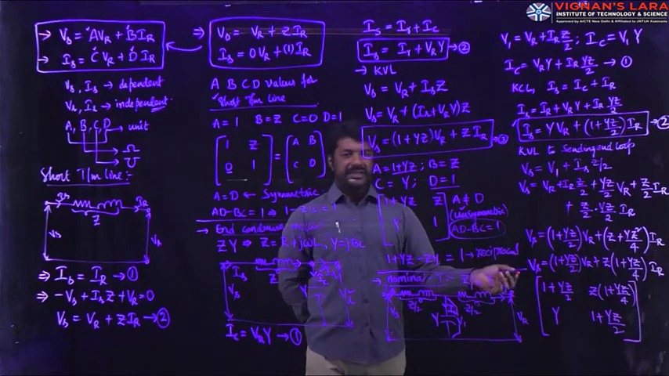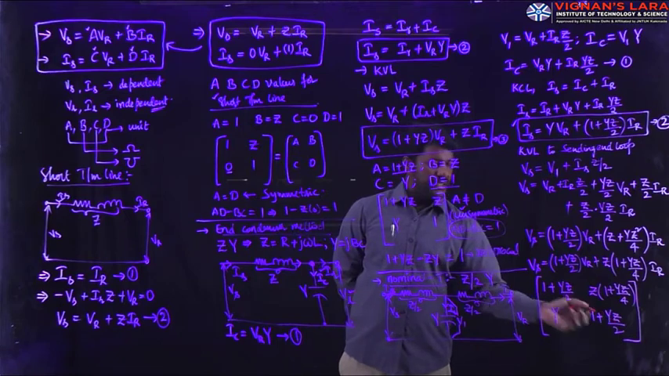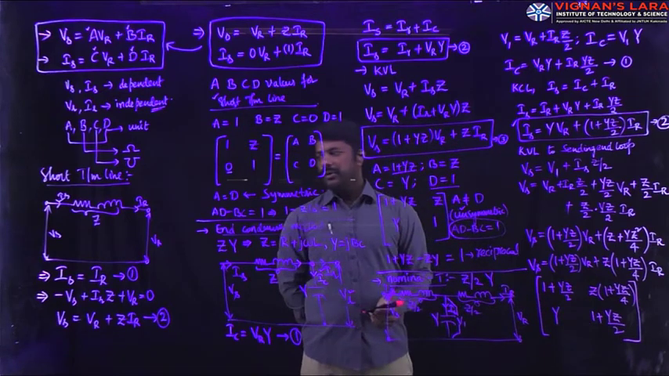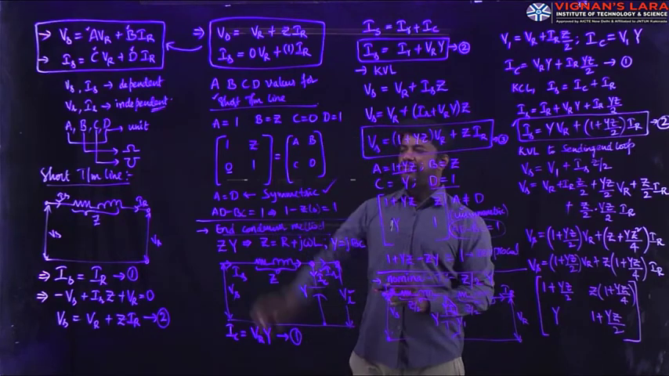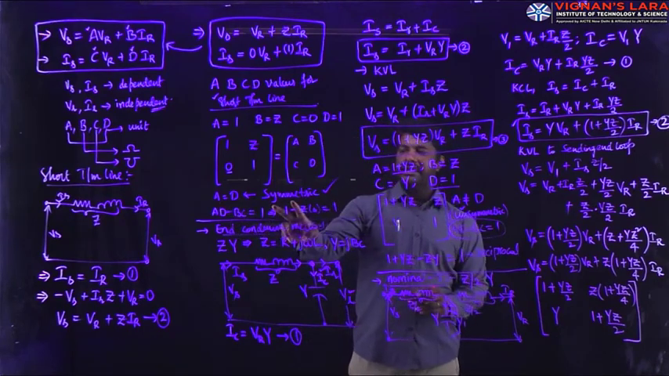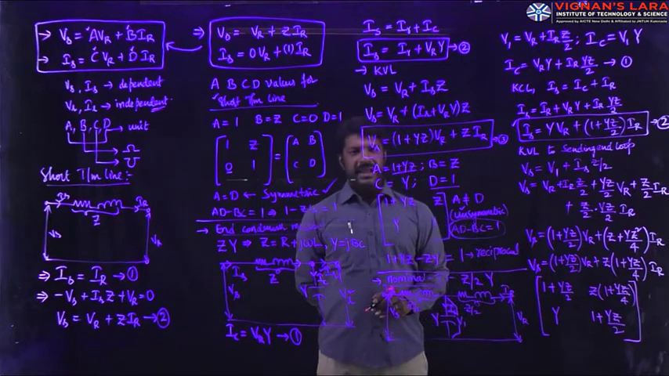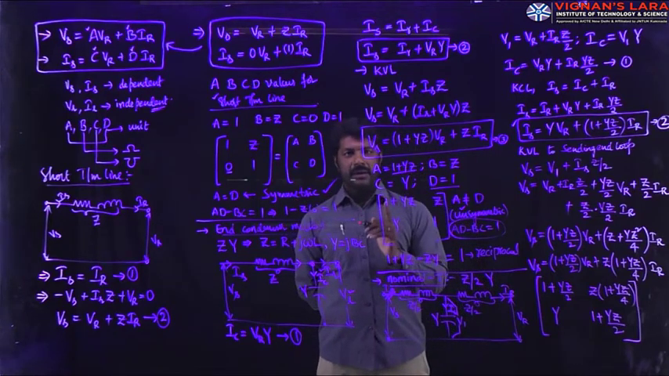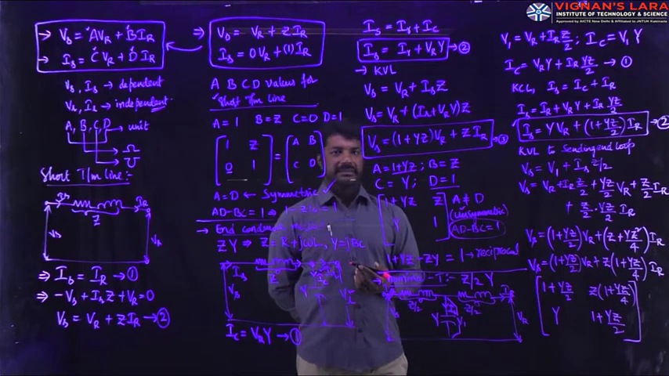Observing these ABCD constants, A is equal to D in its magnitude. Since A is equal to D, we can call that network a symmetrical network. Therefore, this medium transmission line, which is represented in the nominal T representation, the network will become symmetric.